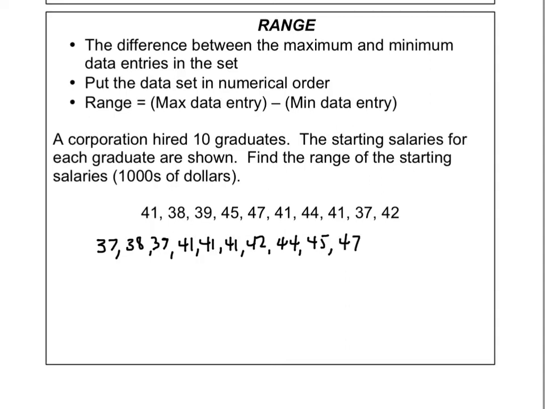The reason I put them in numerical order is because it's easiest to figure out which one's the largest, which one's the smallest. So you'll notice 47 is the largest value, 37 is the smallest value. So I'm going to find my range. I take the largest value minus the smallest value, and that is going to be 10. So in this case, the range of the starting salaries covers $10,000. The difference between the largest and the smallest is $10,000. That's the range.